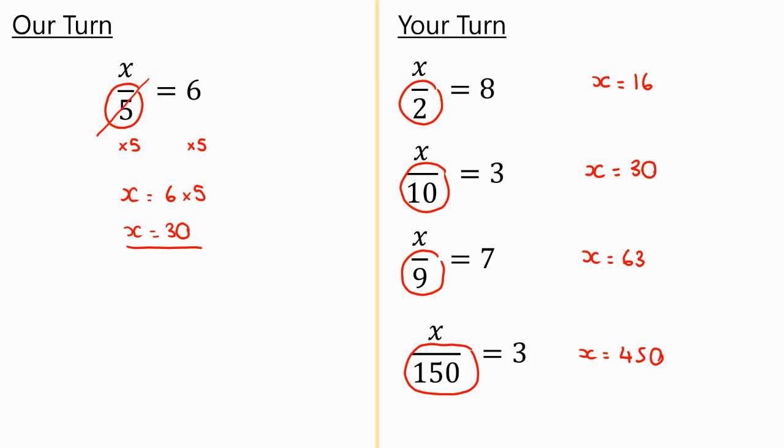Well done if you managed to get those right. That's the last on solving one-step equations with addition, subtraction, multiplication and division. In our next video, we are going to look at squares and square roots. Slightly more difficult, we need to be comfortable with our squares and square roots for the next video.